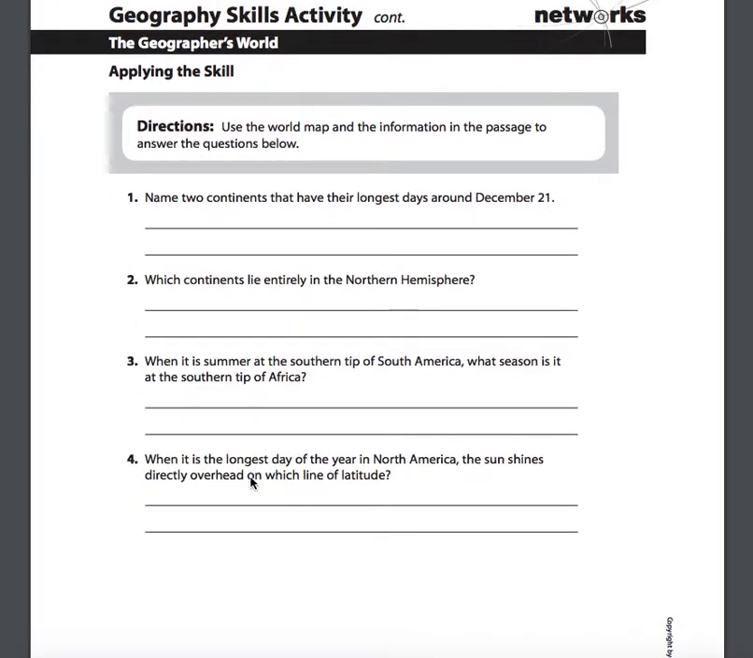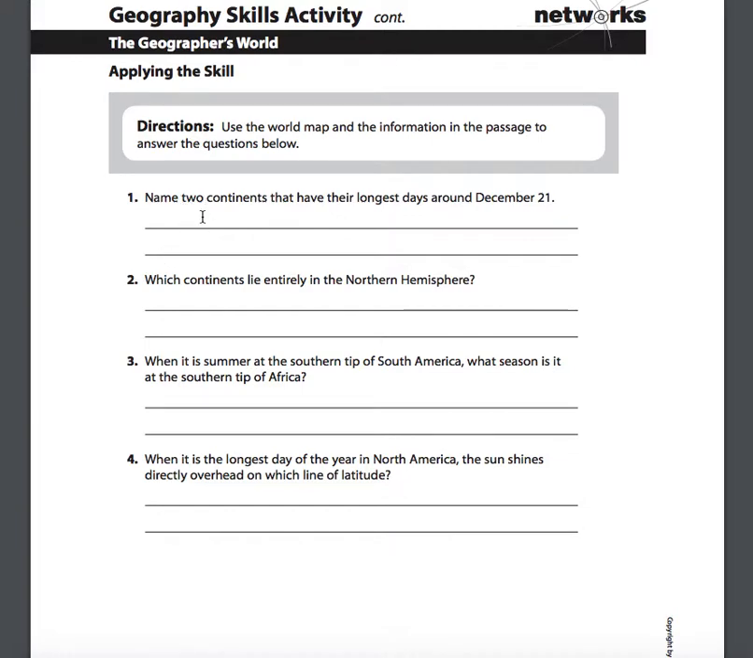Now, the last and final page that you have is for you to do on your own as your homework assignment. Here's the application of the skill. Go through the directions and give you a chance to work on this with some helpful tips. Use the world map and the information in the passage to answer the questions below. Number 1. Name 2 continents that have their longest days around December 21st. Number 2, which continents lie entirely in the northern hemisphere? There might be multiple answers for those.